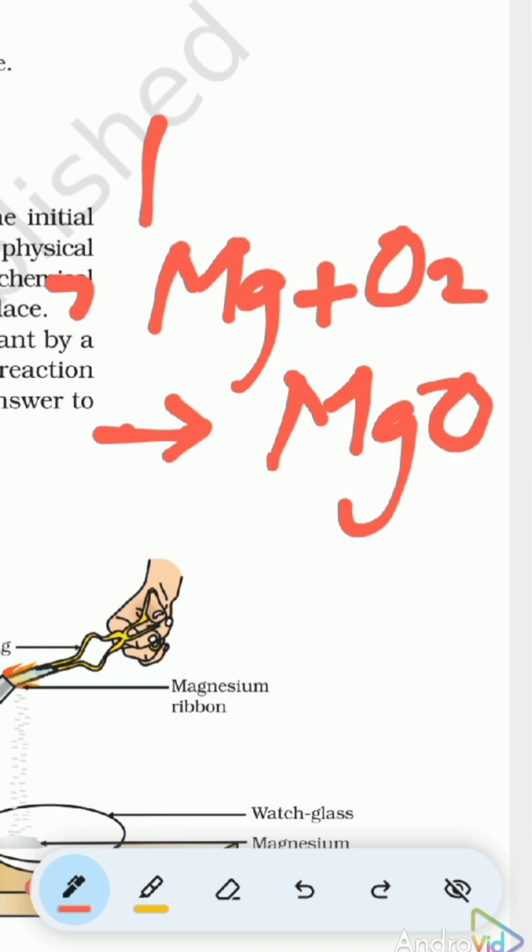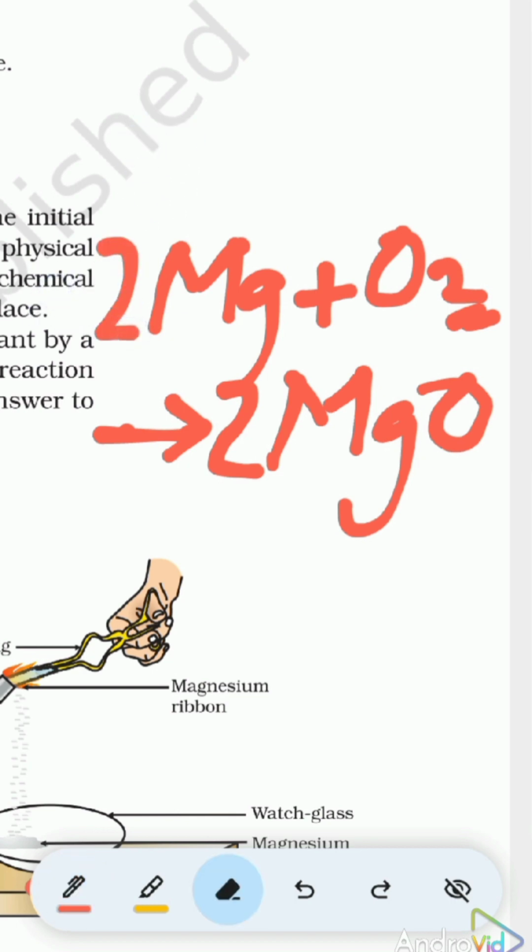But here the equation is not balanced, because we have two atoms of oxygen on the left. So I am multiplying by 2 to balance it, but then we get magnesium also twice, so here also I am multiplying by 2. Now this reaction is balanced. So this is the chemical equation for this particular activity. In simple words, 2 molecules of magnesium plus 1 molecule of oxygen gives 2 molecules of magnesium oxide.